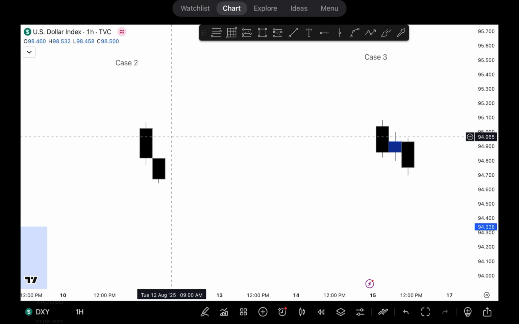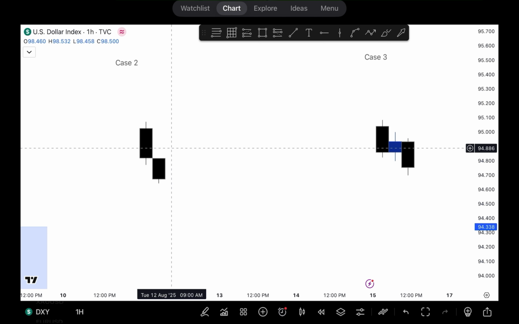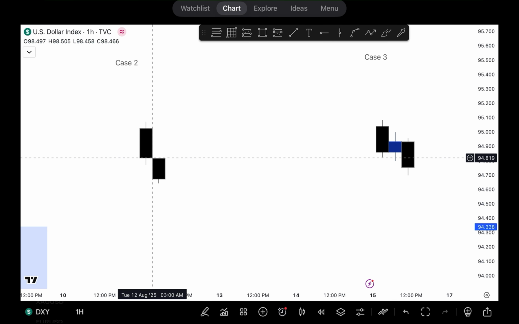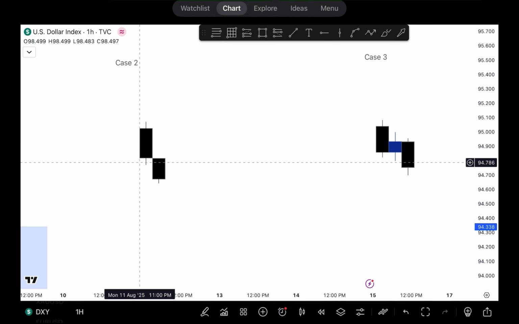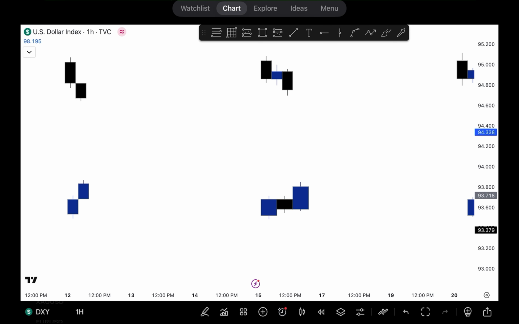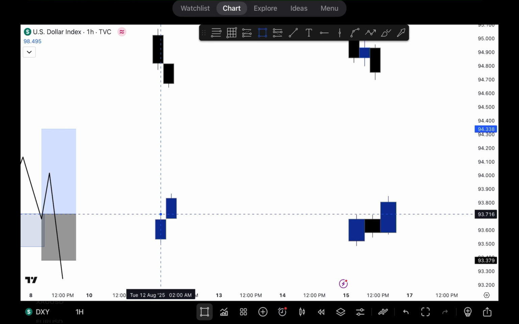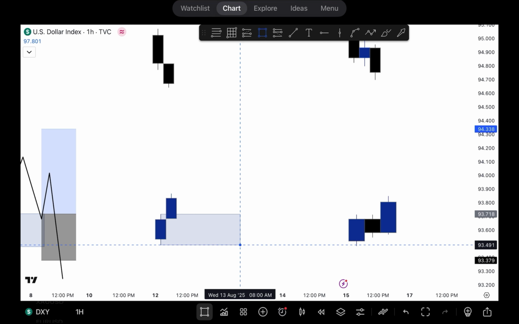So if price comes back into this particular area in future, price is going to respect it 100%. Yes, price is going to respect it because it is not mitigated. I don't know if you get my point. And the same thing is going to happen in the bullish scenario. Let me highlight that. You would expect price to come back into that zone.